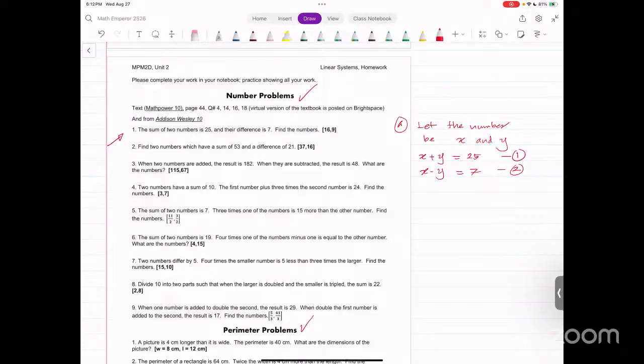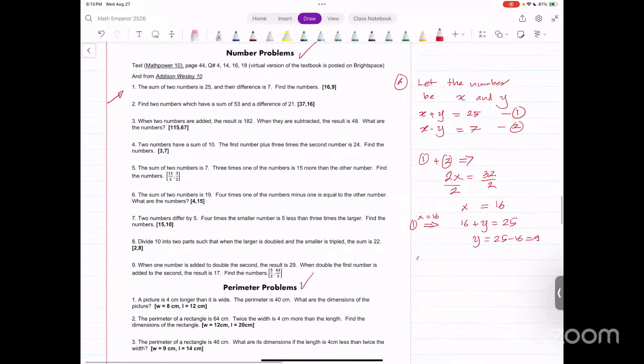Okay, so now we're going to move on. Let's go back to see how we're going to do it. We're going to add equation number 1 plus 2. When we do equation 1 plus 2, you can see that plus y and minus y cancel out, so you get 2x is equal to 36. If you divide it by 2, you get x is equal to 18. Now we can substitute the value x is equal to 18 in equation number 1. So 18 plus y is 25, so y is equal to 25 minus 18, which is 7. Therefore, the numbers are 16 and 9.